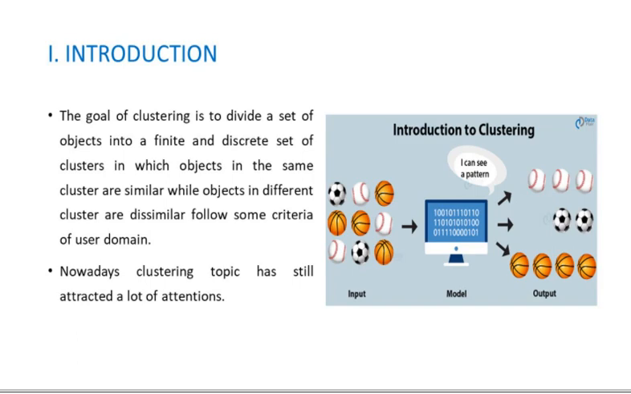Part 1, Introduction. The goal of clustering is to divide a set of objects into a finite and discrete set of clusters, in which objects in the same cluster are similar, while objects in different clusters are dissimilar, following some criteria of the user domain.